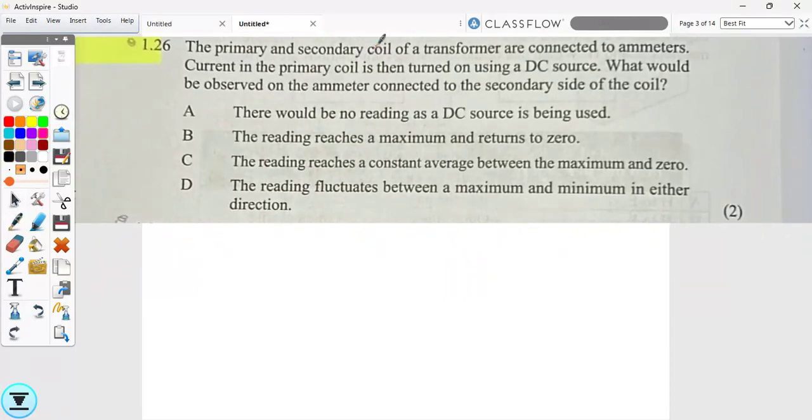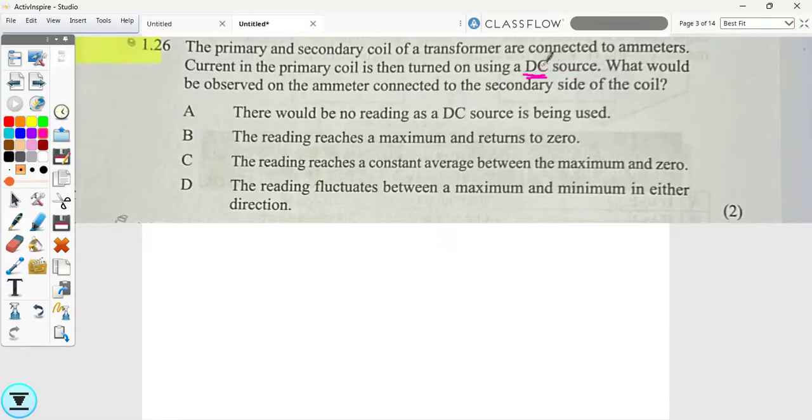Transformer again. Primary and secondary coil connected, ammeters, current is turned on. Okay, so they're using a DC source again. So please remember in a transformer we don't have a DC source. We would like an AC source. So this is bad because they say current in the primary coil is turned on using a DC source.